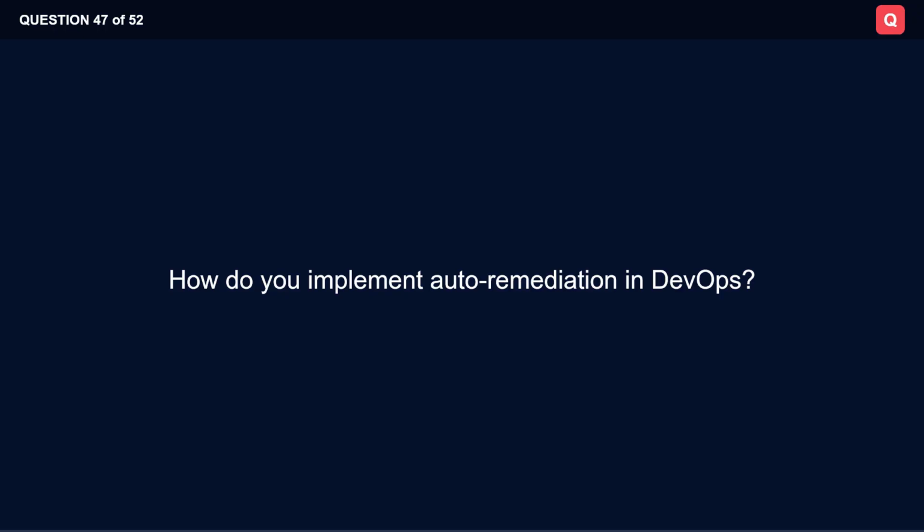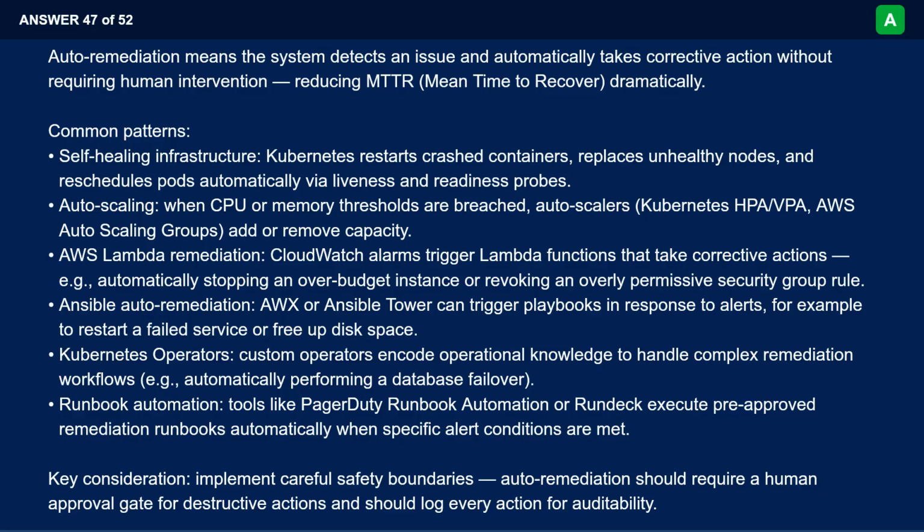How do you implement auto-remediation in DevOps? Auto-remediation means the system detects an issue and automatically takes corrective action without requiring human intervention, reducing MTTR, mean time to recover, dramatically. Common patterns: self-healing infrastructure.